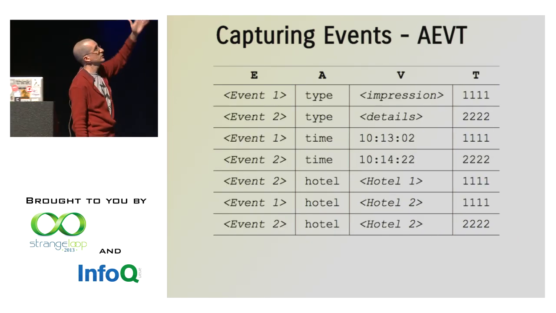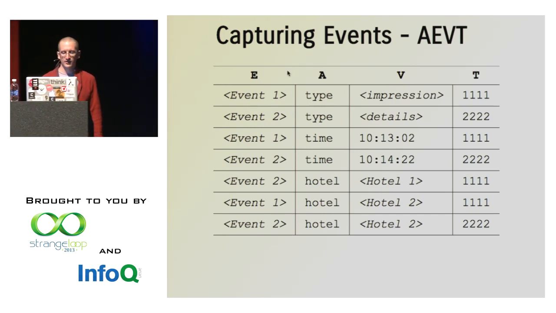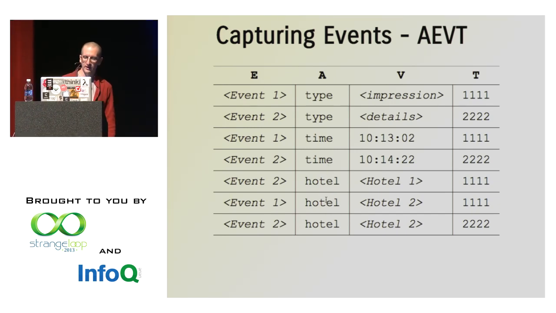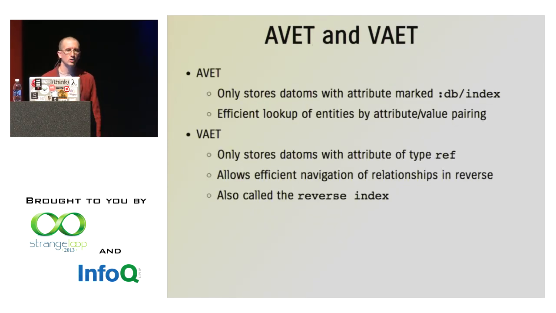And so then very similarly, here's the AEVT index, right? Notice that here, everything is together by attributes. So all the hotels are together, all the times are together, all the types are together. And then we sort by E, right? All right, so what about the other two?